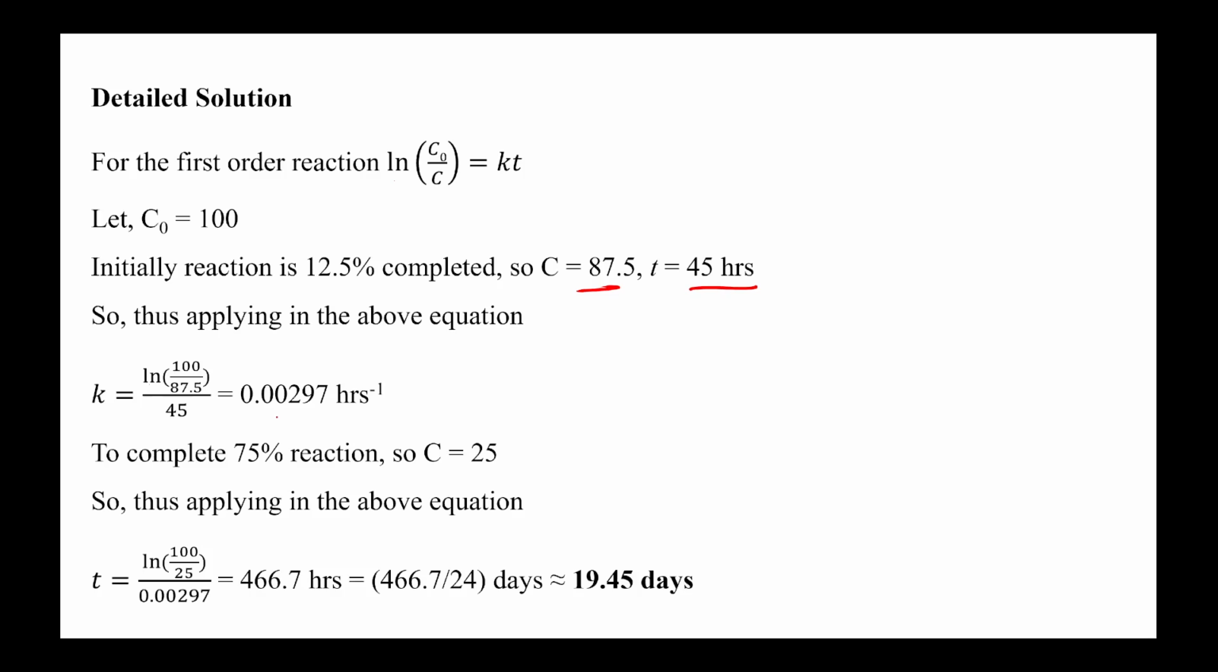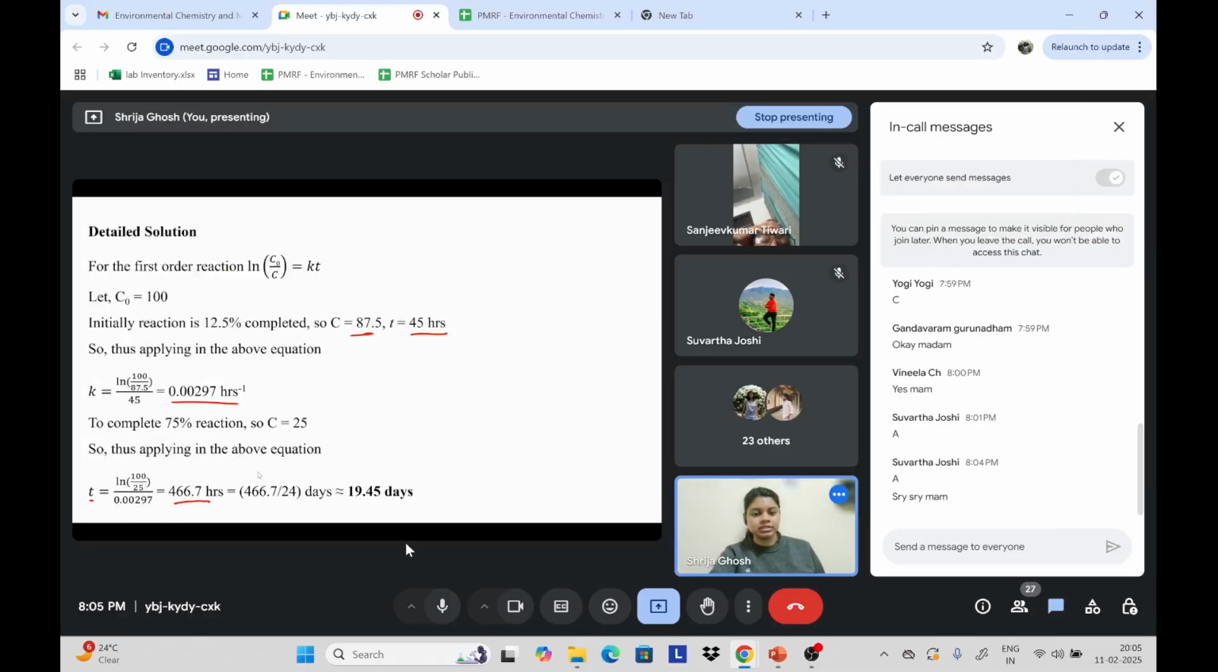So we are getting 0.00297 hours inverse. Okay. Now for 75% reaction, the C will be 25. So again, you can solve this. You just have to replace the value of K with this and you can get the time in hours. And what is the time? We are getting 466.7 hours. Now 466.7 hours is approximately equal to 19.45 days. You just divide the hours by 24 and you will get the answer in days. Okay.